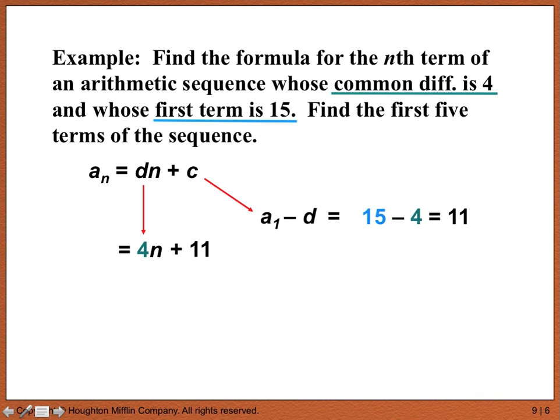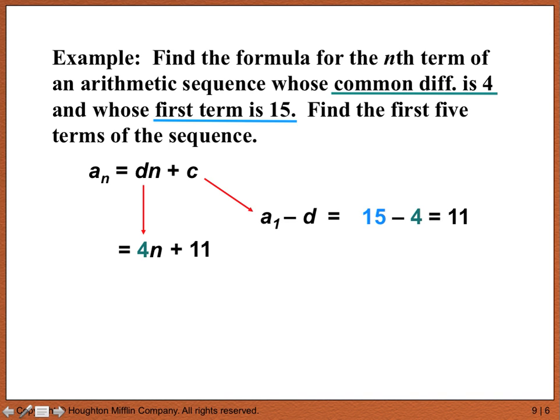and I just got that by plugging in the d, which came from the problem, common difference is 4, and the c, which came from the equation we learned on the last screen, a1 minus d equals c, and that is 15 minus 4 equals 11, because the first term was given to us. Okay, so hopefully you got that on your own.